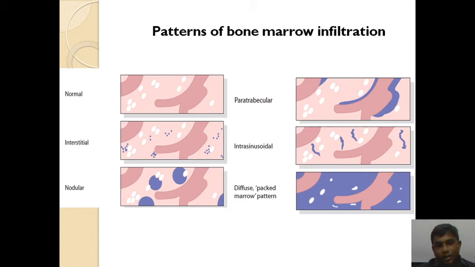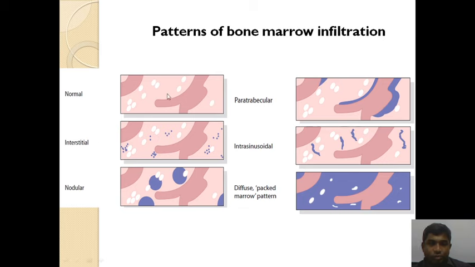And the CLPDs are diseases which involve all or a combination of peripheral blood, bone marrow, lymph nodes, spleen, and liver. One or all or a combination of these organs are involved, and when they involve the bone marrow, it indicates widespread disease. And there are different patterns of bone marrow involvement.